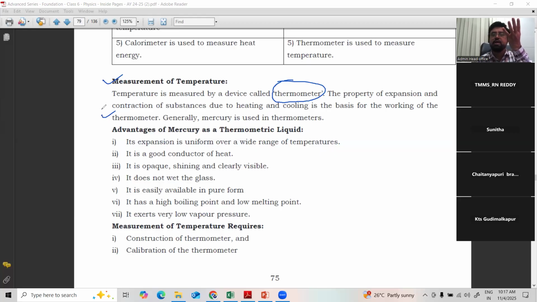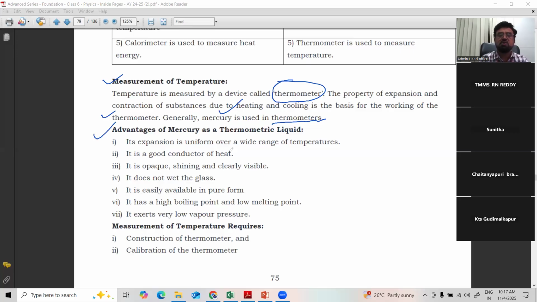Liquids expand on heating and contract on cooling. On that basis, we can get the rise in temperature and fall in temperature. Generally, mercury is used in thermometers. Of course, nowadays we are getting digital thermometers, but that is different. Basic thermometers use mercury because mercury has perfect expansion and contraction.